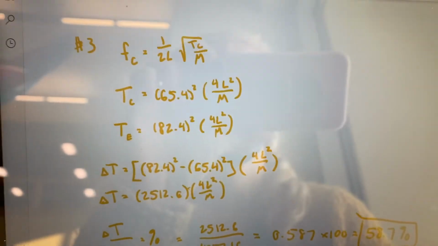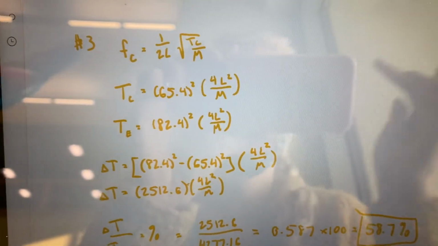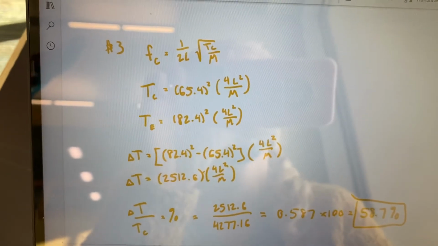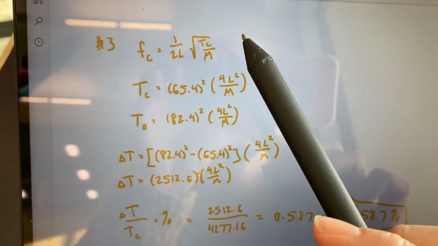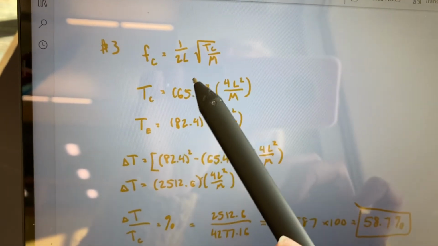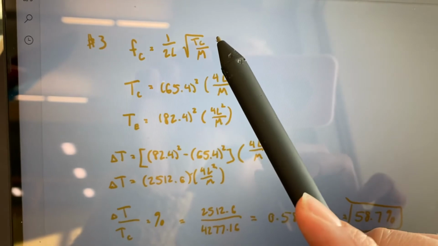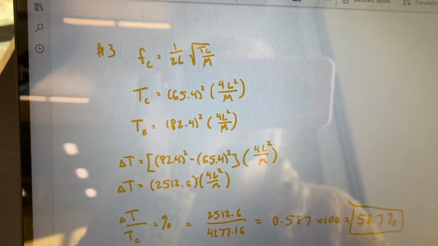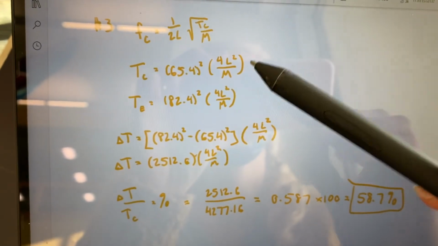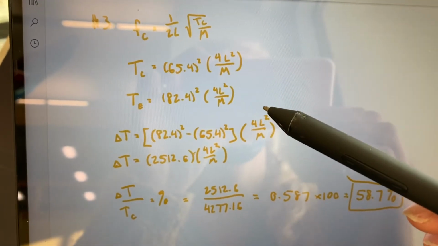And then for number 3, we are trying to find the percentage change in the tension of the string. So we take our equation of C equals, if I can read my own handwriting, 1 over 2L times the square root of tension over mass. This part of the equation ends up not really mattering that much because it ends up canceling out.